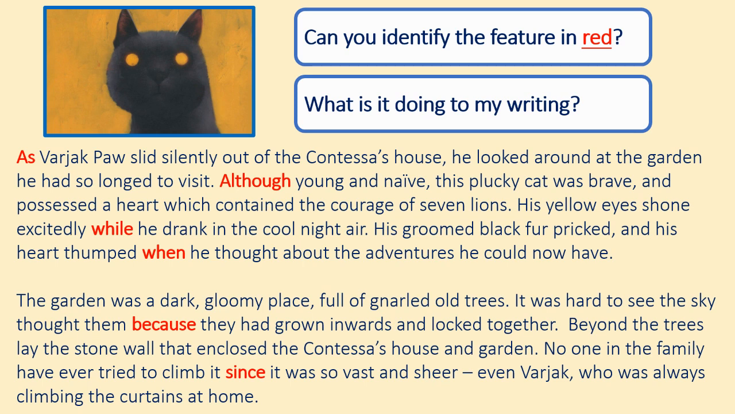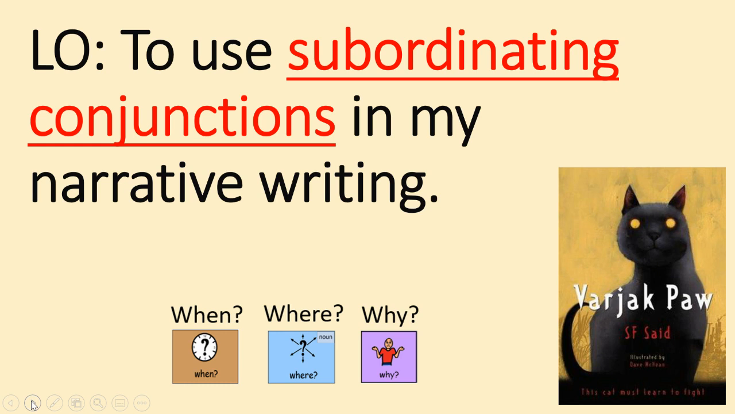Okay, so now you're back, and I'm wondering if anybody has worked out what this feature is. Okay, you should have told me that this feature was a conjunction. It was joining sentences, but this one is actually subordinating conjunctions. So we've looked at conjunctions, and today we're going to be looking at subordinating conjunctions. And we're going to be using this in our narrative writing. And below there, I've got a bit of a clue as to what subordinating conjunctions do, because I've got our colourful semantic symbols of when, where, and why.